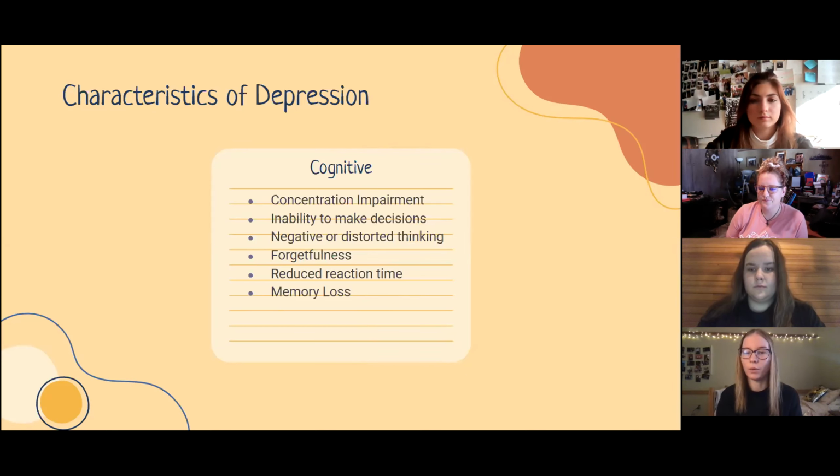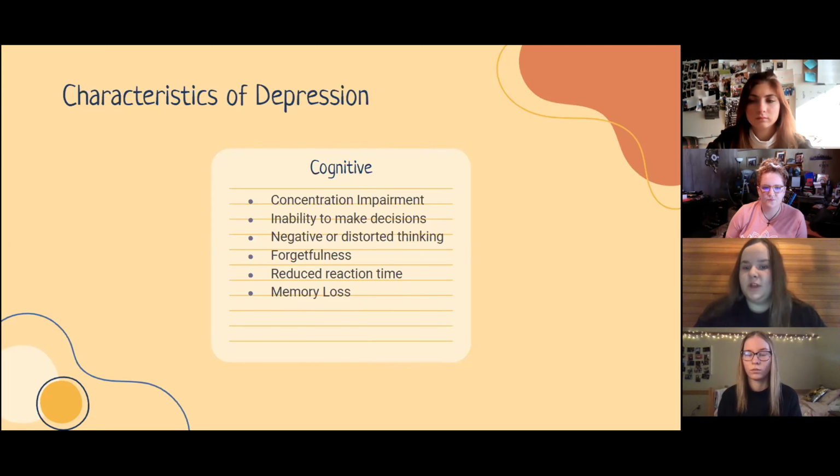And then another one is forgetfulness. They tend to be more forgetful because again, the chemicals in their brain are off, so it just affects the way they think. And finally, the last two characteristics of the cognitive side of depression is reduced reaction time. An individual may have a slower reaction response to things happening around them.